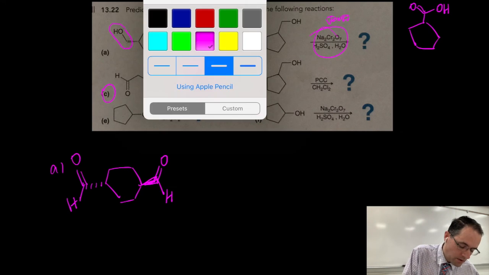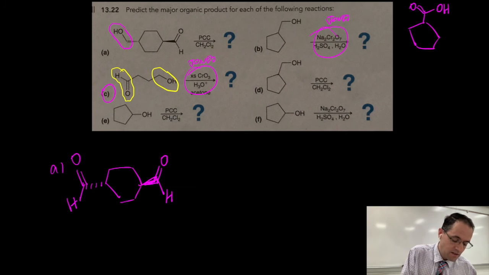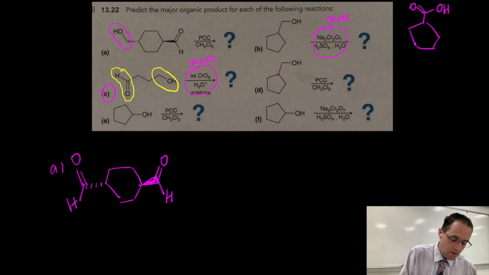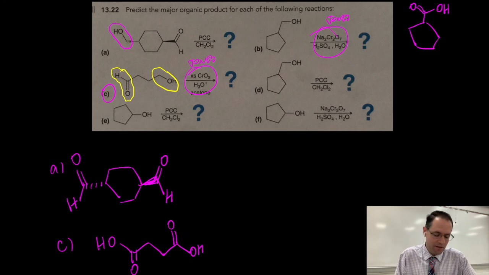So that means we're going to need to react this aldehyde to form a carboxylic acid, and we're going to need to react this alcohol to a carboxylic acid as well. So in molecule C, we're going to be forming the carboxylic acid on the left-hand side of the molecule, and we're going to be forming a carboxylic acid on the right-hand side of the molecule.